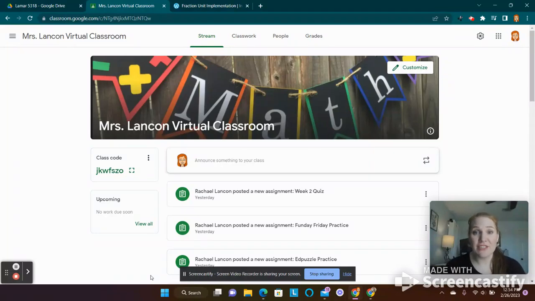I'm a fifth grade math teacher here in Texas, and I am doing my unit over fractions. I always tell my students, get ready. February is all about fractions. That's where we're at. That's where I started.